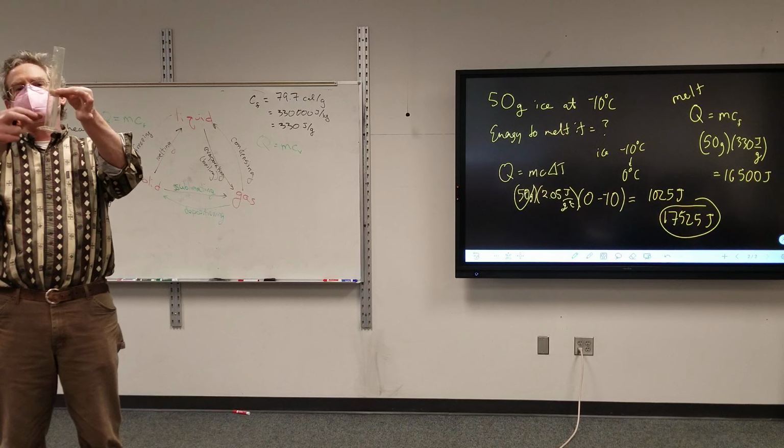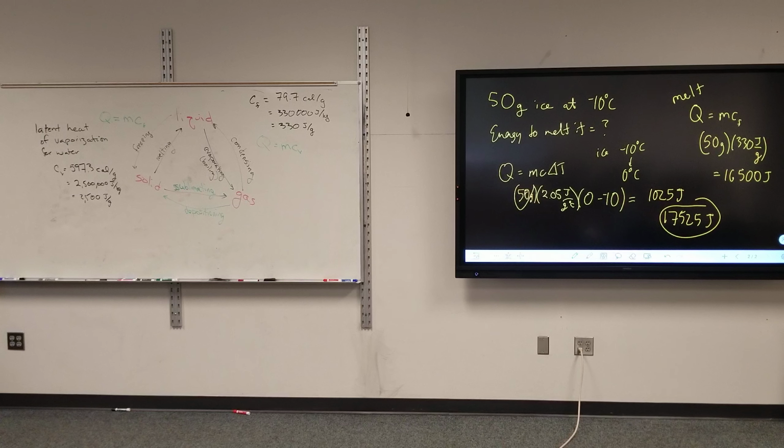All right. Now, we still have this 50 grams of ice here. Now I want to boil it. So what do I do next? I've melted it already, so I have 50 grams at 0 degrees Celsius. It's in liquid form. How much energy does it take to boil it? Or what steps would you take? Not looking for an actual answer yet.